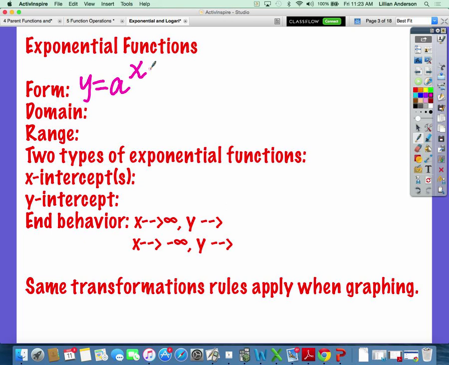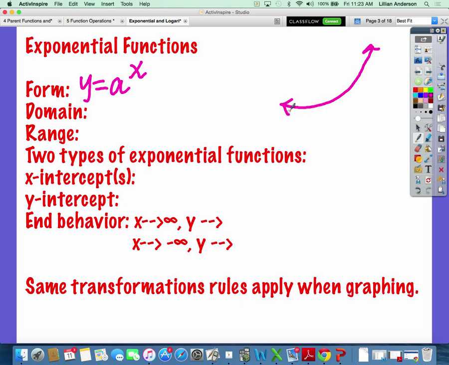A to the x, or b to the x, either one. A represents your base, but your exponent is your variable. Okay, that's the general form for an exponential function. e to the x is a specific exponential function. And what does this look like? Careful. That one thing is a what kind of function? It's a radical function, but exponential goes.